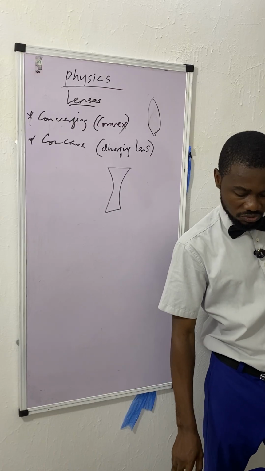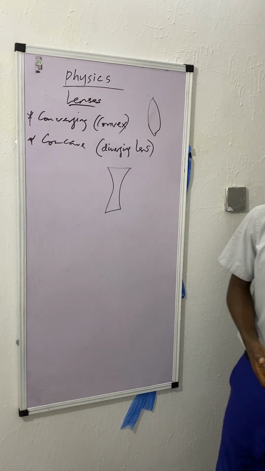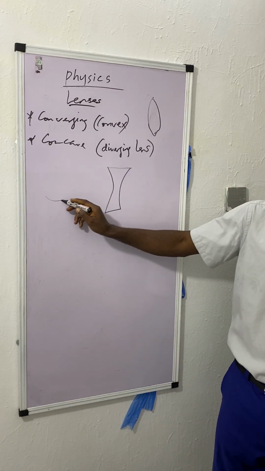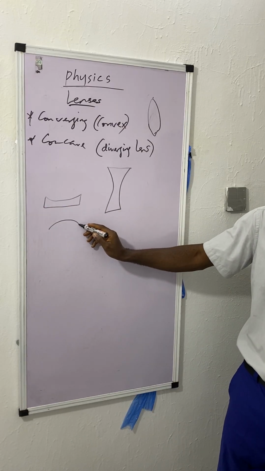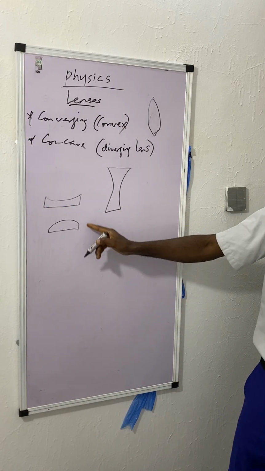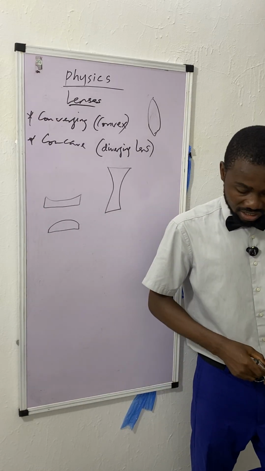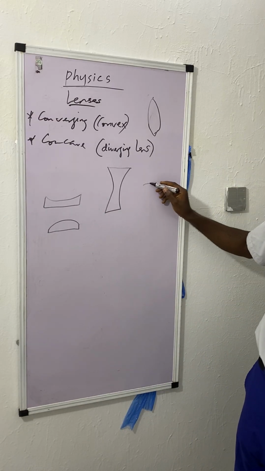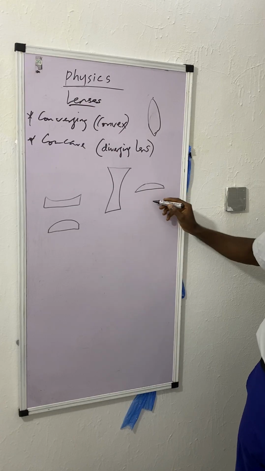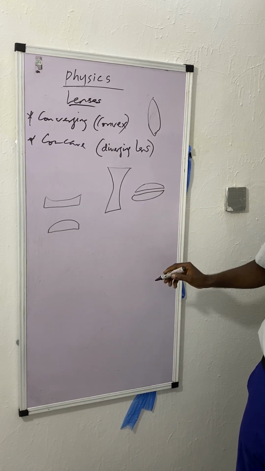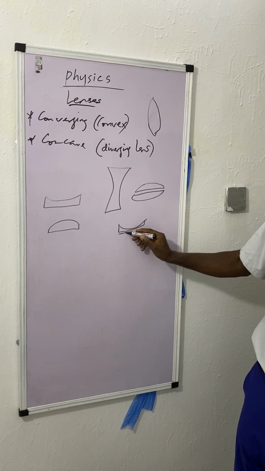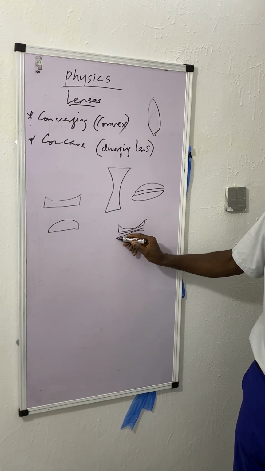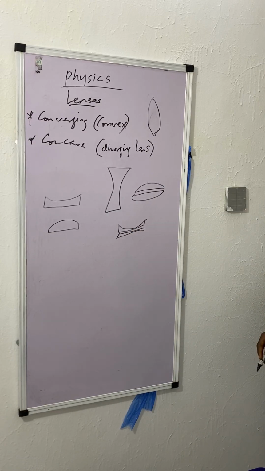And we have various types of concave and convex lenses. You can have plano-concave, the one like this, or plano-convex. You can also have biconvex. You can also have biconcave. This one is biconcave.